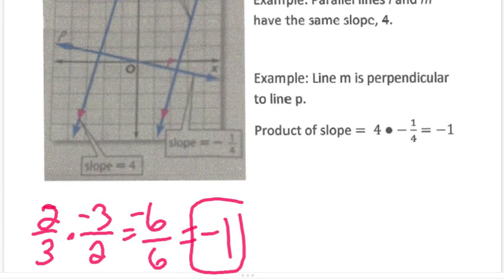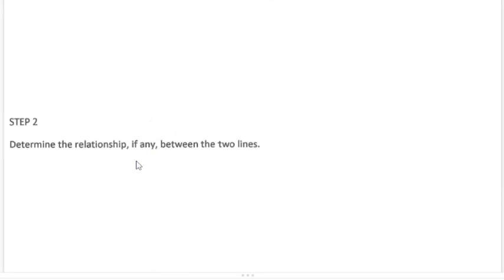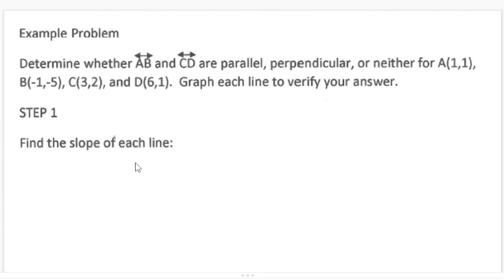Okay, so let's look at some example problems. For these problems, we're going to determine whether line AB and CD are parallel, perpendicular, or neither for these points, okay? So we have A is (1, 1), B is (-1, -5), C is (3, 2), and D is (6, 1). So what we have to do is find the slope of each of these lines. So let's do line AB first.